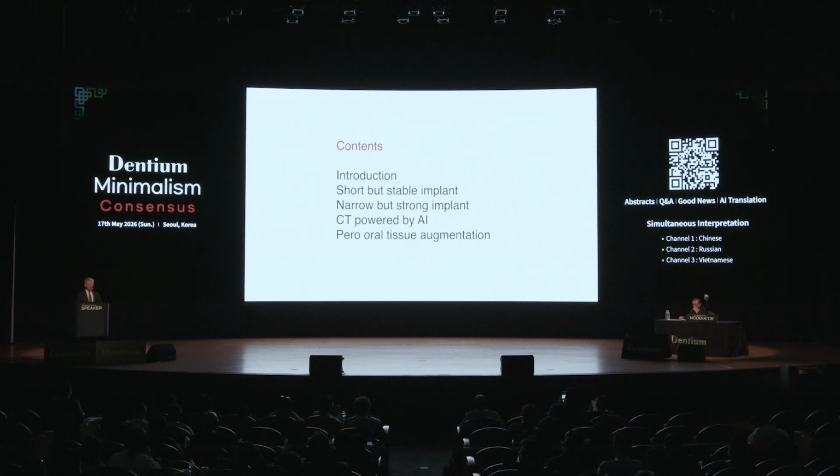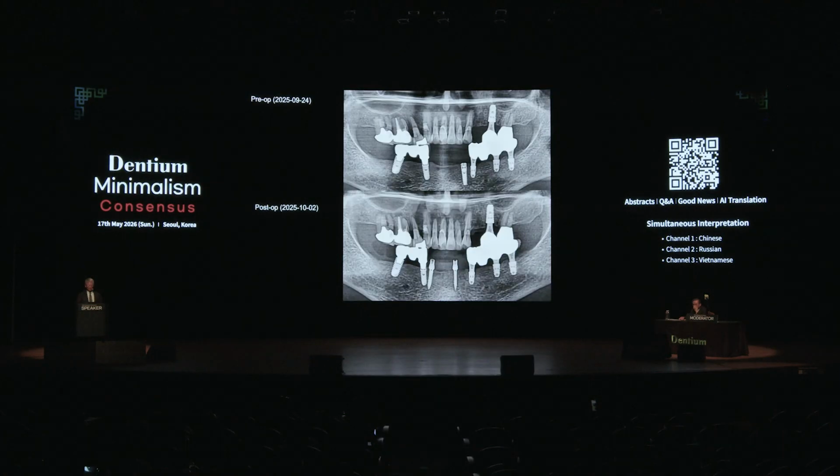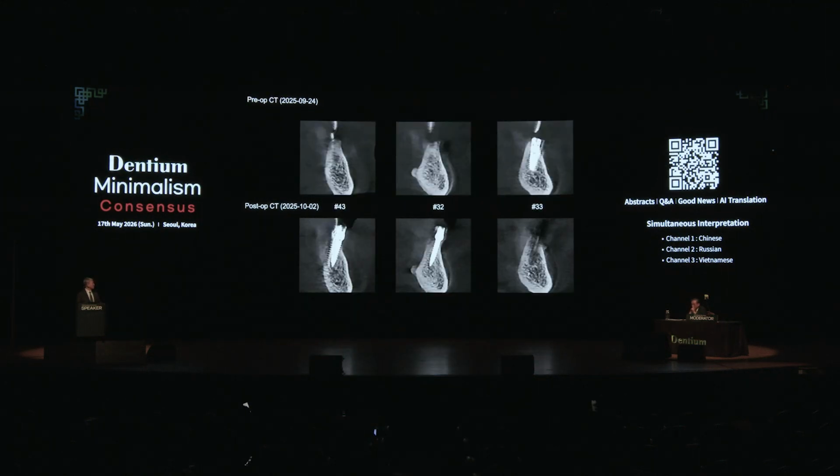So the content will be about the introduction, the short but stable implant and the narrow implant system, and, as already mentioned, the CT and the perioral tissue augmentations. In this case, the lower anterior has very thin bone. We have to place a relatively narrow diameter implant very simply and without trauma, so the patient feels no pain, and we finished with a very satisfactory result.